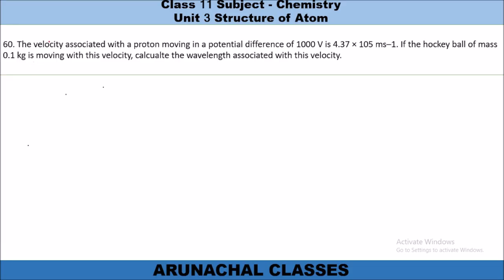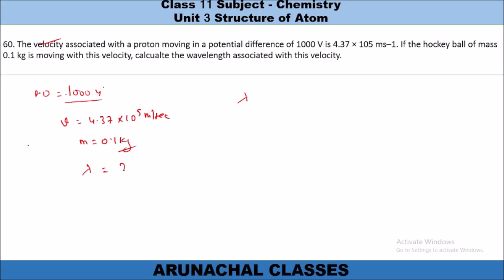Question number 60: the velocity associated with protons moving with a potential difference of 1000 volt. The potential difference is given, so the velocity is given as 4.37 multiplied by 10 power 5 meter per second. If a hockey ball of mass 0.1 kg is moving with this velocity, calculate the wavelength associated with it.